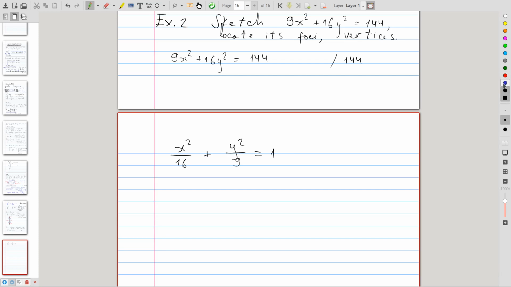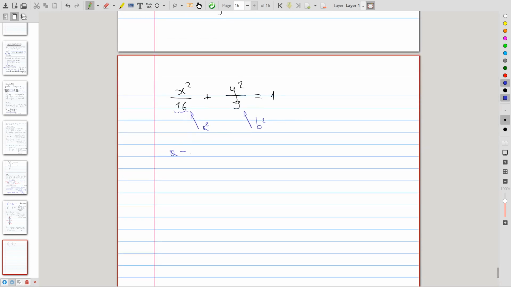Notice that the coefficient next to x is larger, and so this must be the a, since a is always the larger coefficient of the two, a and b. And so this is therefore a squared, this is b squared. And so we have that a equals 4, b equals 3, which gives that c is equal to the square root of 16 minus 9, so that's the square root of 7. This allows us to locate the foci of this ellipse.